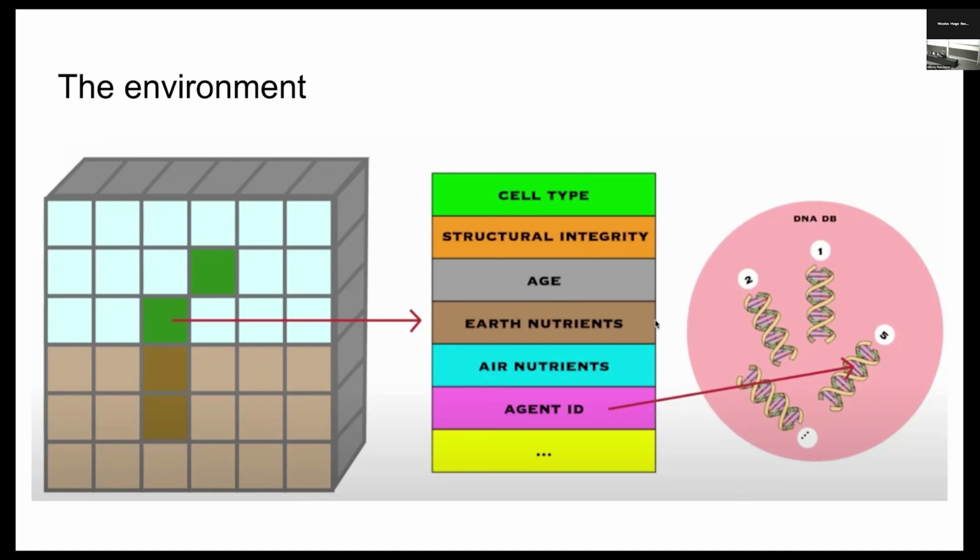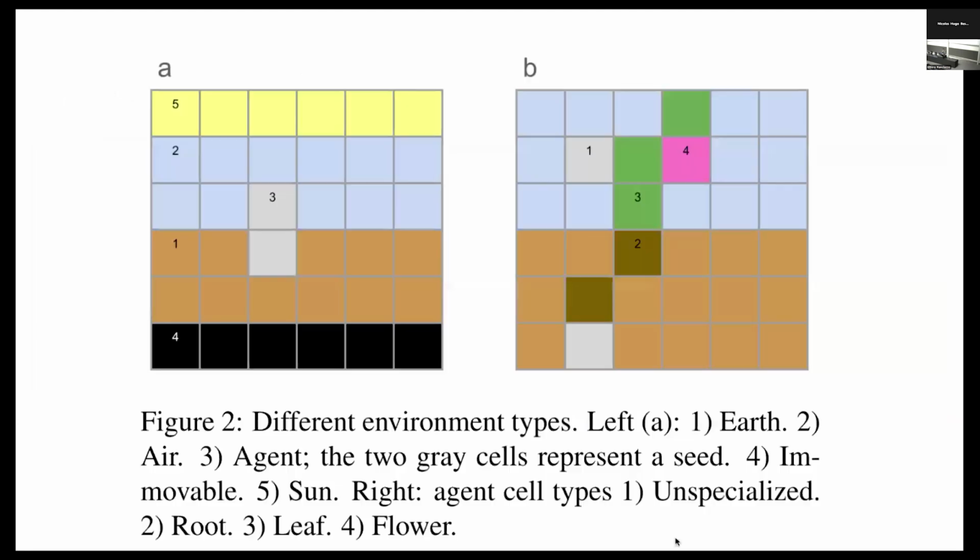There are other things, but the most important others are the nutrients, earth nutrients and air nutrients, because plants need to use nutrients to survive and also to perform actions. You usually need both earth and air nutrients to do anything and to survive. But as we will see, they can only harvest one of them at most, based on their specialization. So they need to communicate and exchange nutrients. Then each agent has an agent ID, which tells them essentially what the parameters of that cell are. This will be plant specific, but I'll explain it in a second.